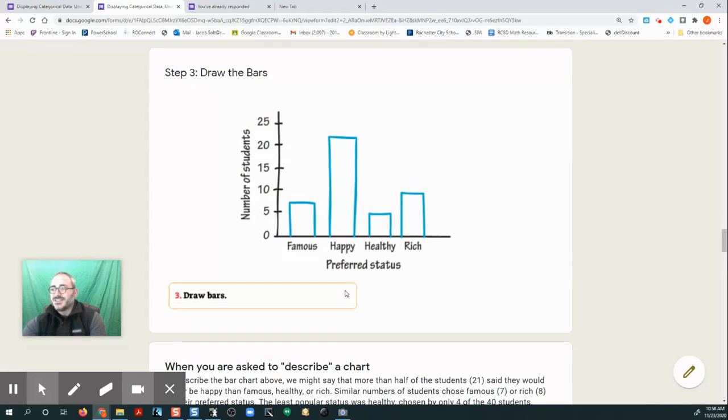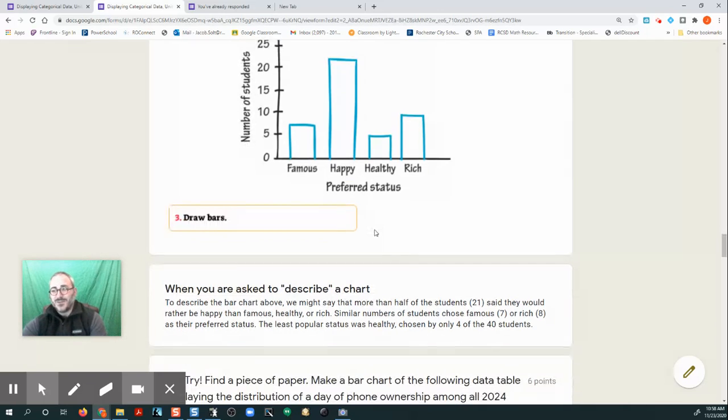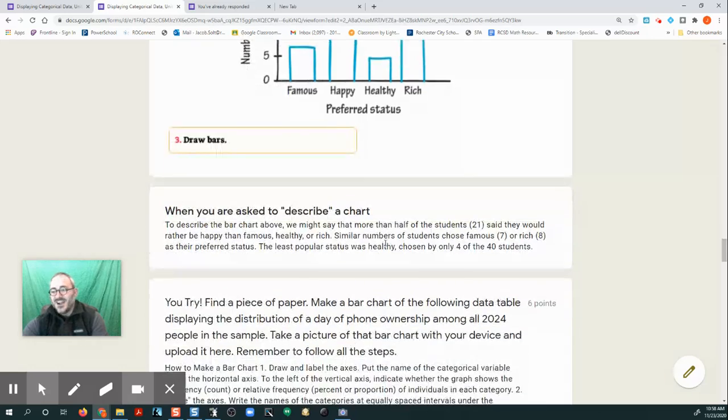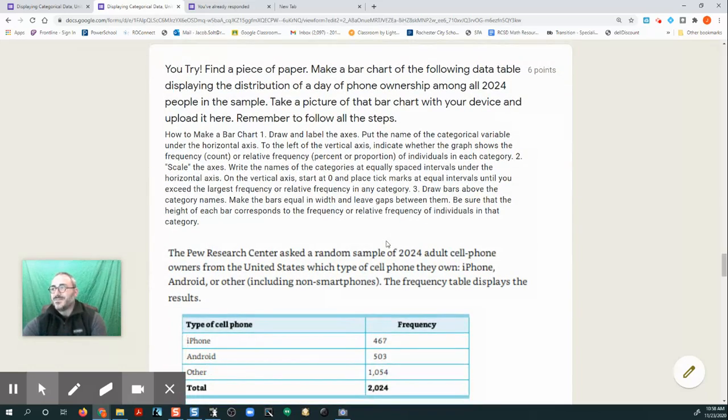So sometimes we're going to ask you to describe a chart. If I was asked, how do you describe this chart? I would say, well, clearly happy was the most preferred status. Happy had the highest frequency in terms of preferred status. Famous and rich were fairly similar to each other, and healthy was the least popular. So that's just 3 sentences for how I would describe this. I would look at my highest, I'd look at my lowest, I'd look at some things that are the same, and I would try to just use some sentences to describe that chart.